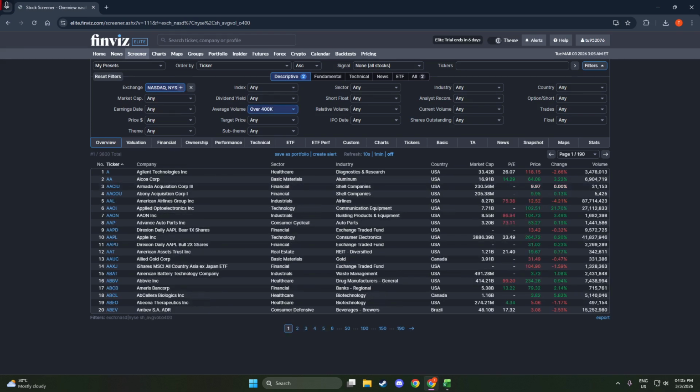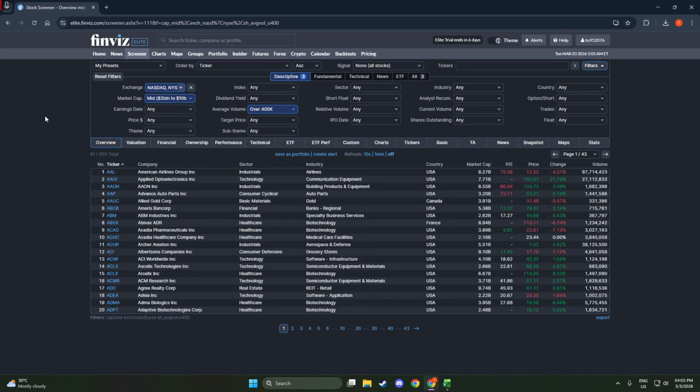If you want to narrow the list further, you can set market cap to mid. That optional filter steers you toward established companies that still move, while filtering out many thin microcaps that can be erratic. If you prefer a broader universe, feel free to leave that off.